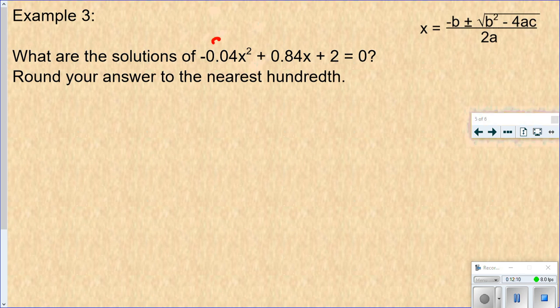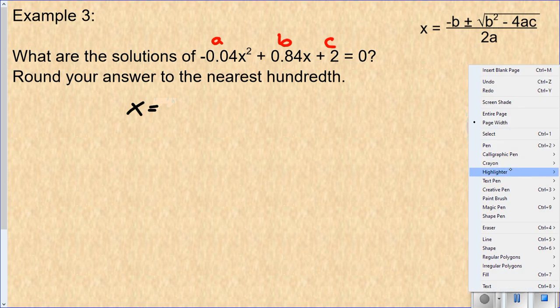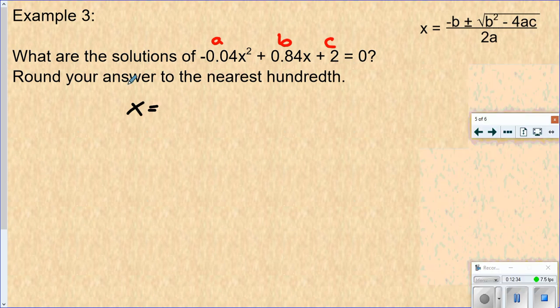All right, so again, here's my A value. This one's already in standard form. And there's my C value. So my A is -400ths. And my B value is +8400ths. And my C value is 2. So now we're going to just plug those in. I'm going to switch my pen real quick, something a little thinner. So -b, so that would be -8400ths, plus or minus the square root.